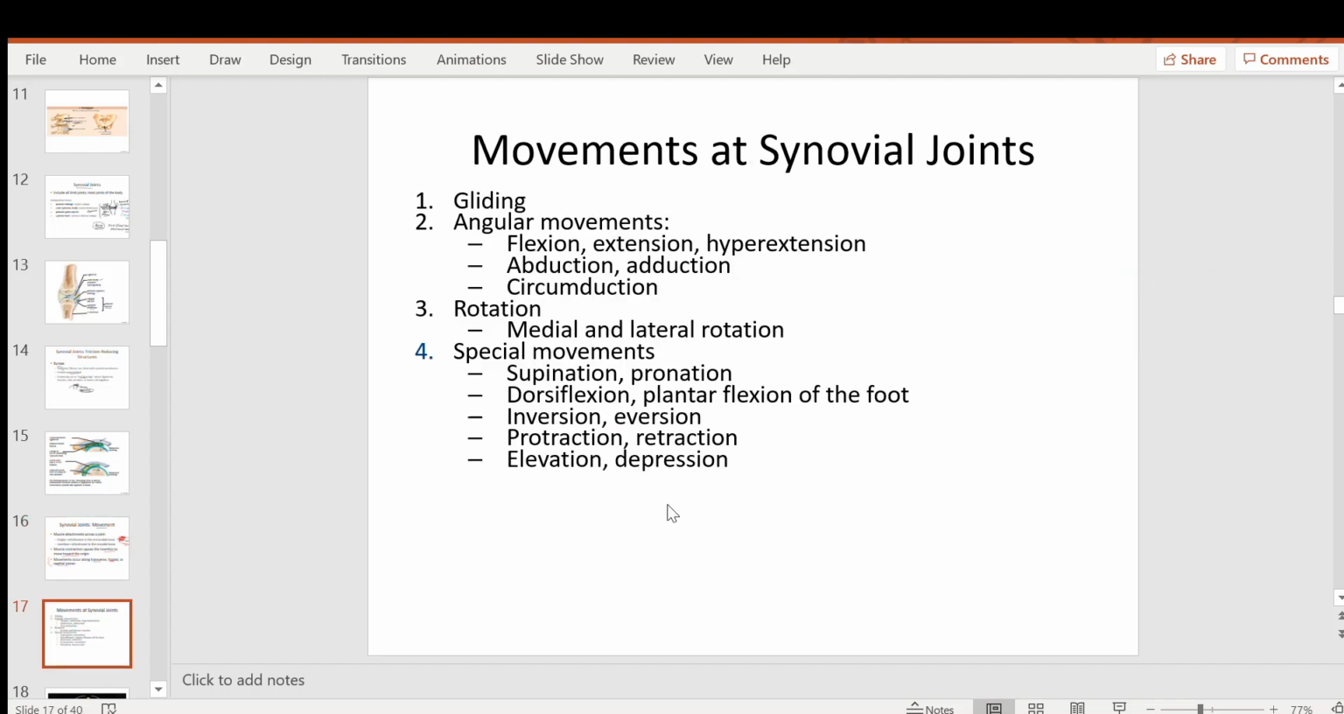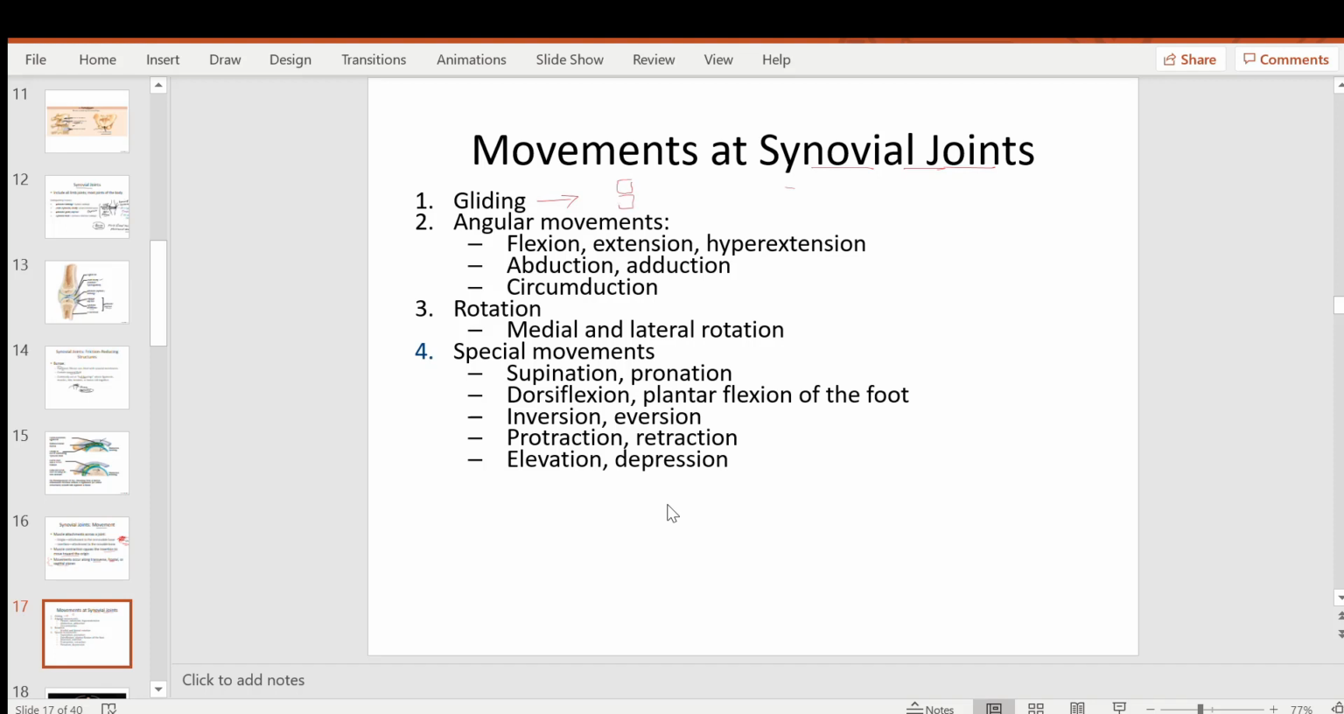Now we'll talk about the movements that occur in different types of synovial joints in the body. Most of the bones are connected by synovial joints, and there are different types of synovial joints, and different synovial joints have different types of movements. So one type of movement is called gliding. The gliding movement occurs between the short bones and two flat surfaces.